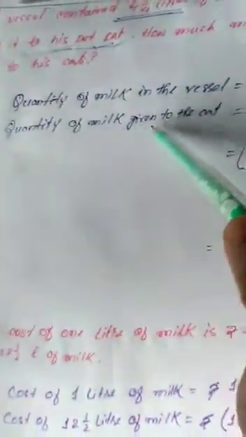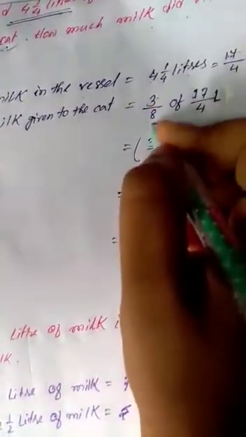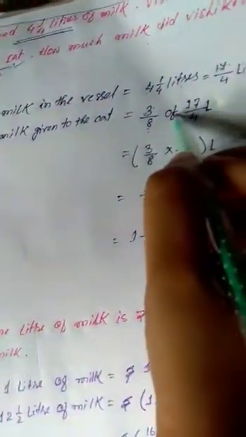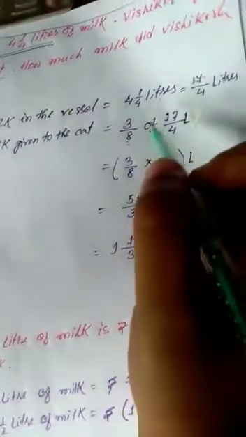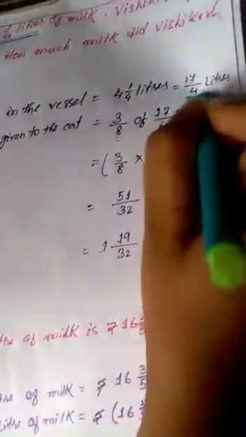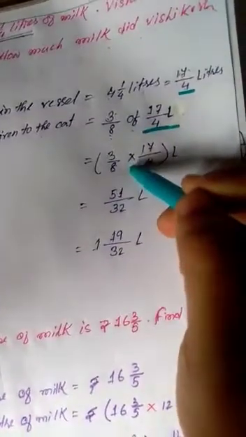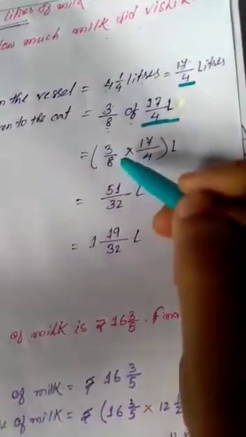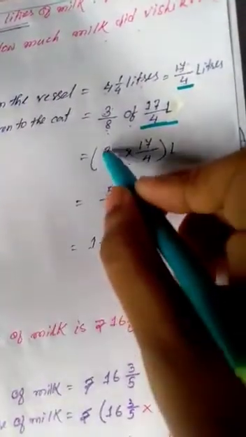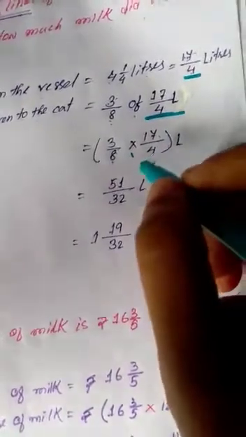All right, now next is the quantity of milk given to the cat. So how much is given to the cat? 3 by 8 is given here. 3 by 8 of it, that means of the total, which is 17 by 4. This much is the total, so of this much, and of means we have to multiply. Of means multiplication; we have to find the product. So 3 by 8 into 17 by 4. All right, now we can do the work.